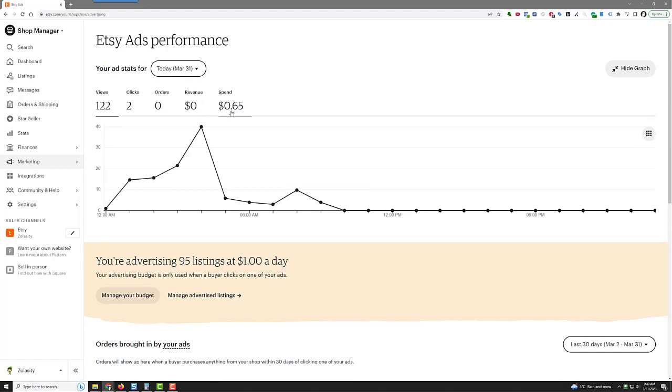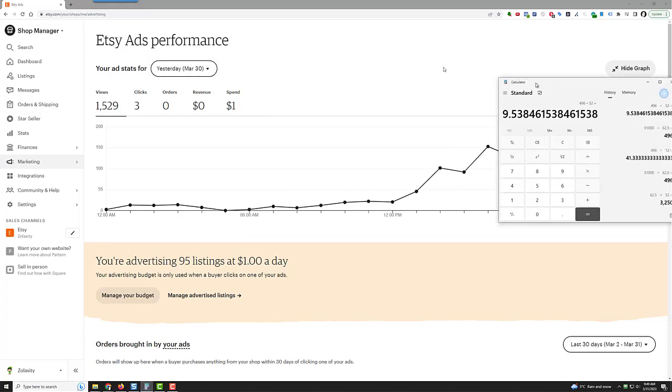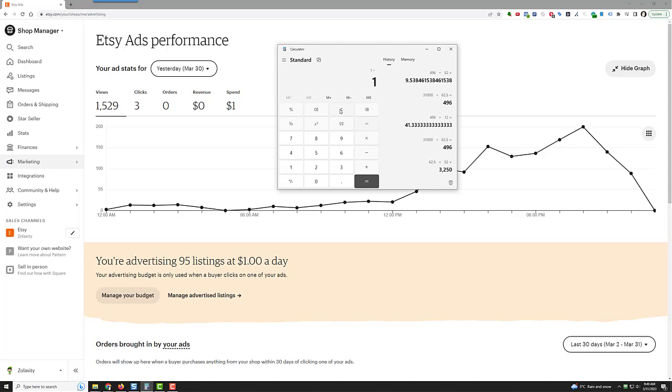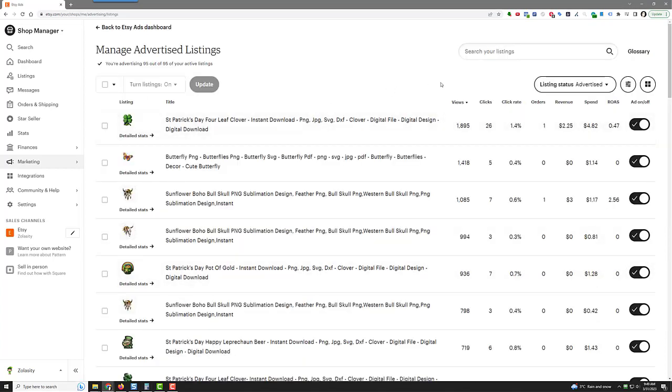So today I've got 2 clicks, 65 cents, whatever. Yesterday, 3 clicks, spent $1. So if I take 3 clicks, or $1 divided by 3, that's 33 cents a click. That's actually really cheap in the pay-per-click world. So I don't mind that. The problem is I'm advertising all 95 listings, and when I go to manage, check this out.